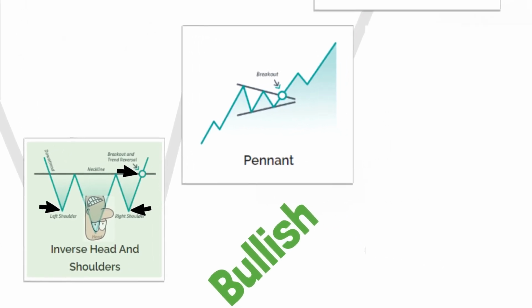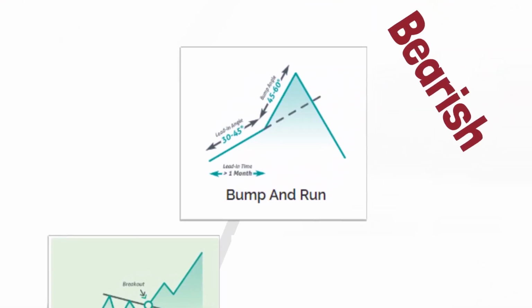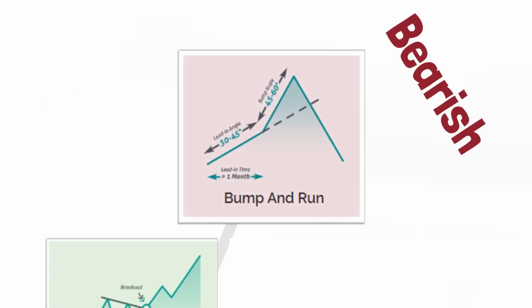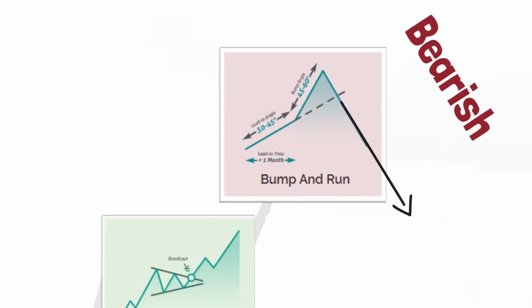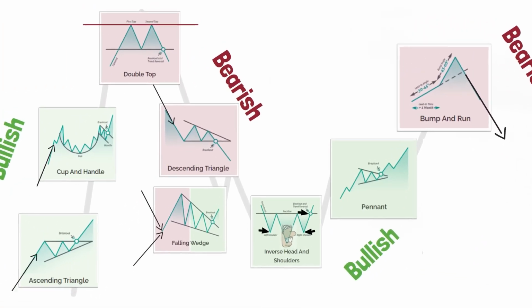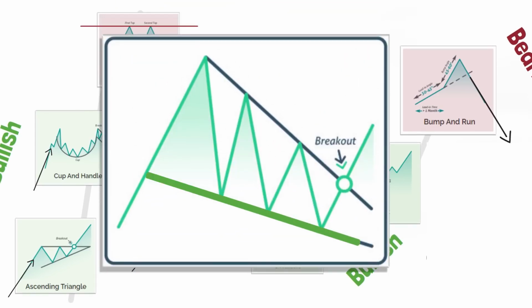A pennant or flag pattern is classed as a bullish continuation sign, whereas the less popular bump and run pattern can often be seen at the end of a bullish trend before it reverses, making it a bearish pattern. One thing that you may notice with all of these patterns is that they all form varying lines of support and resistance, followed by a breakout in either direction.